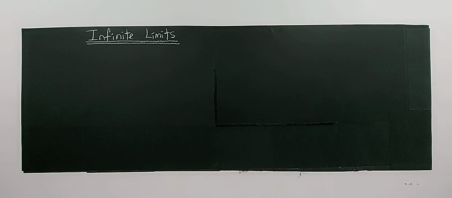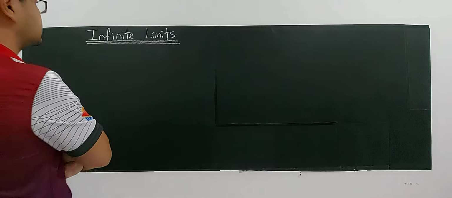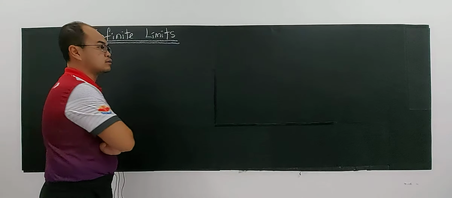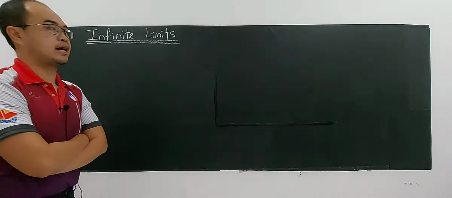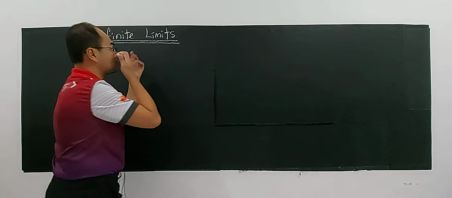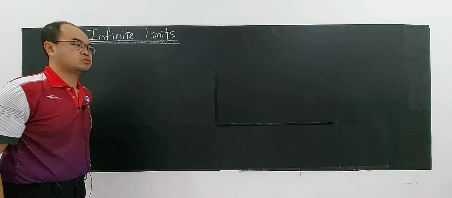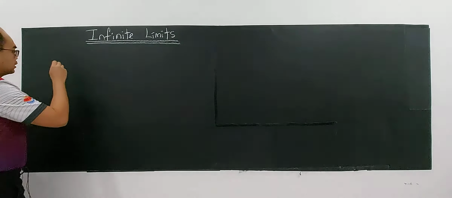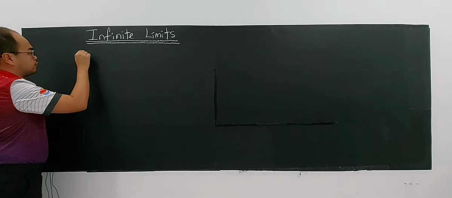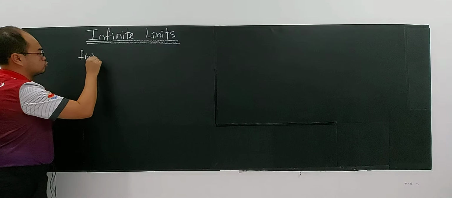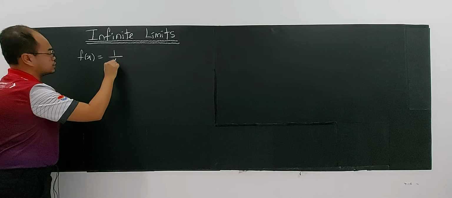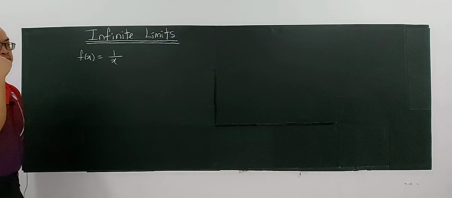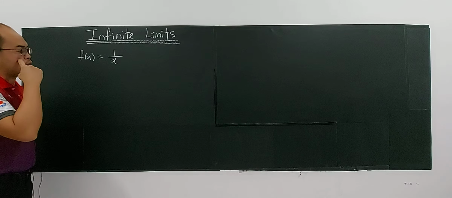Alright, let's move on to another concept of limits, the infinite limits. We usually use this concept to find the vertical asymptotes of a function, of a graph. So for example, if I have a function 1 over x, this is the most simple reciprocal function. I'm going to explain why.